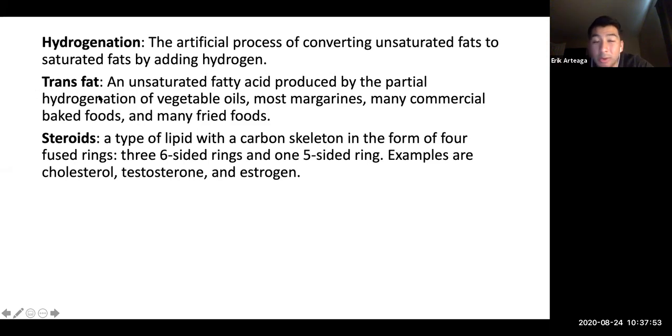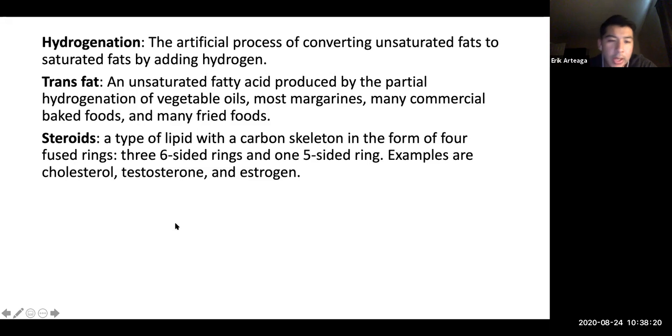Again, it's artificially made, and it's not good for our body. It's not natural, okay? Difficult for our body to process, all right? You don't find trans fats in nature, right? They're created in a manufacturing process. Therefore, it can throw off our biochemistry in our body, okay? So affecting our cholesterol readings and things like that.